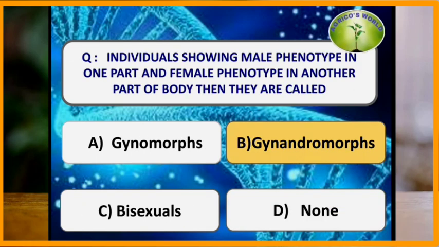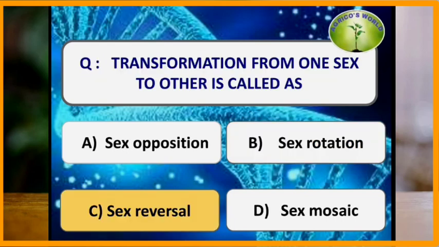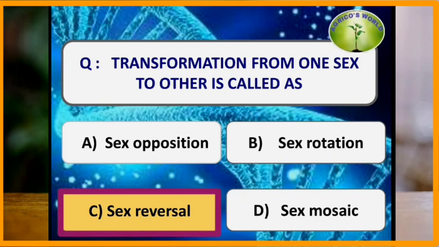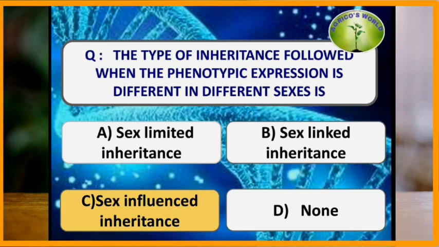Individuals showing male phenotype in one part and female phenotype in another part of the body are called gynandromorphs. Transformation from one sex to another is called as? The transformation of one sex to another is called sex reversal, and it was first observed by the scientist Crew in the chickens.